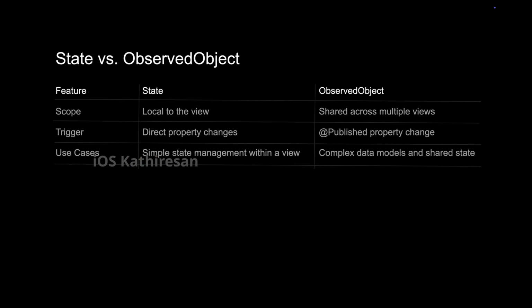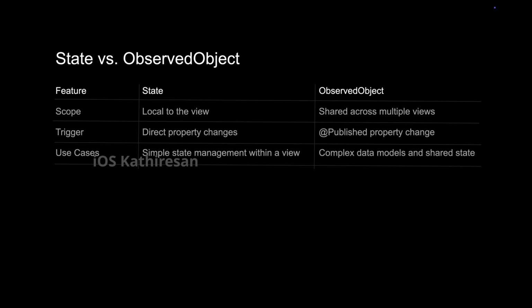Okay, so what's the difference between State and ObservedObject? There are three things. One is scope, which means where you are going to implement the data flow. Within a view you can directly use State. If you have to use it in multiple views, or using some design pattern, like a view model, then we can move to ObservedObject.